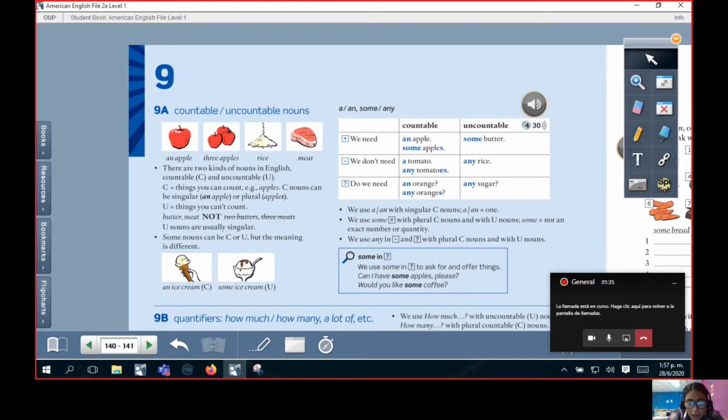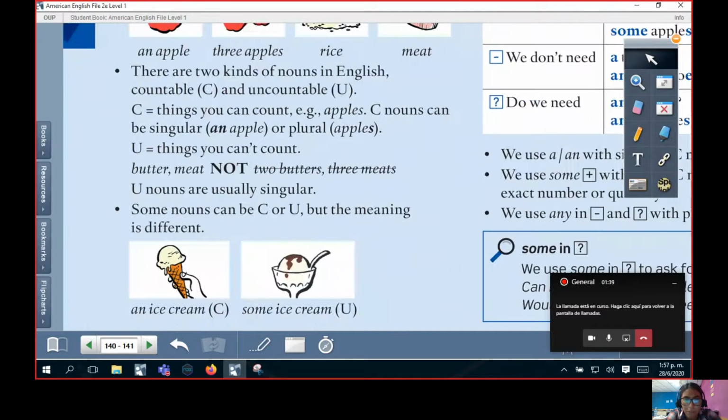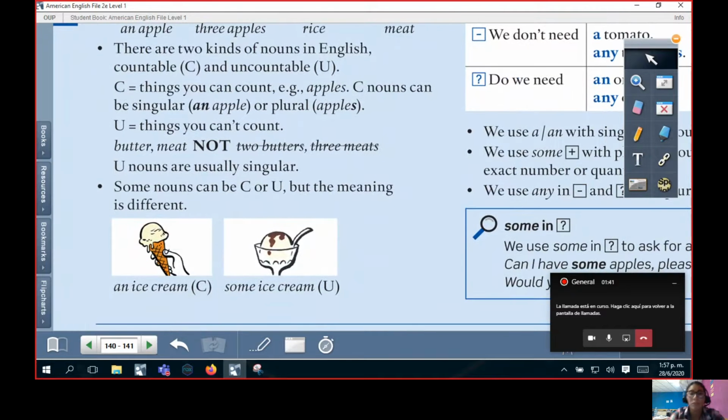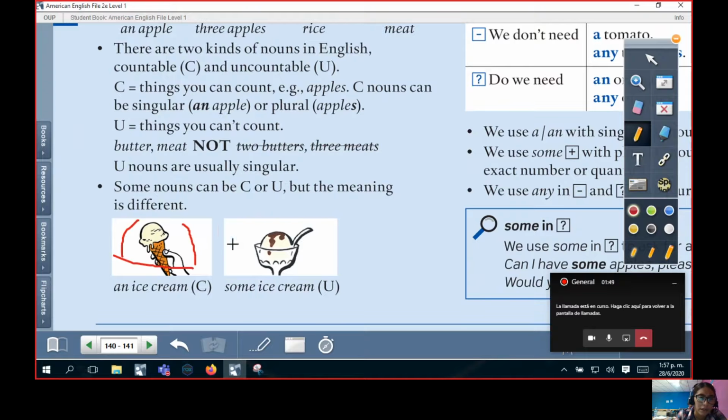It's not the same when we say an ice cream, like we have this one, that means one, like this, and then we have these. It's something different, right?